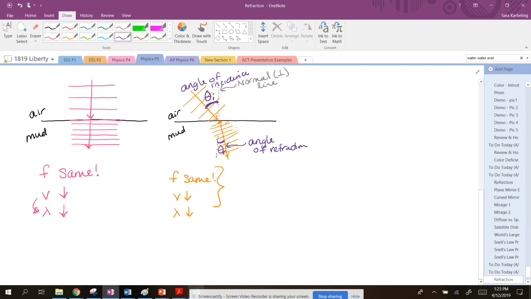So it sounds kind of similar to what we were talking about with reflection, okay? But in this case, are theta I and theta R equal? What do you think? They are not. Theta I is bigger than theta R, isn't it? Okay. Or we can say that the ray bends toward the normal.